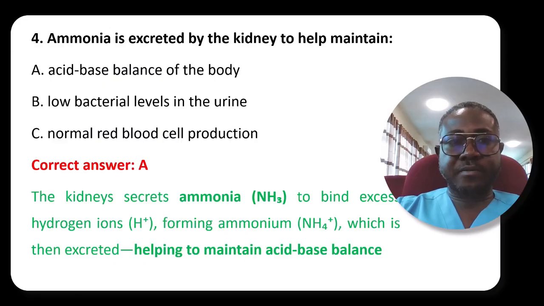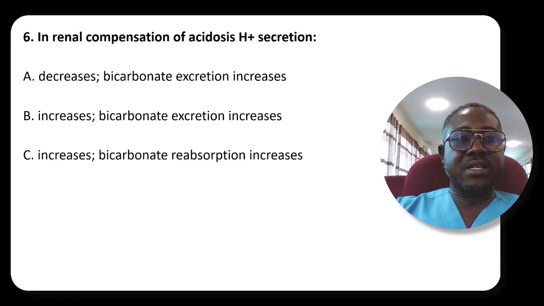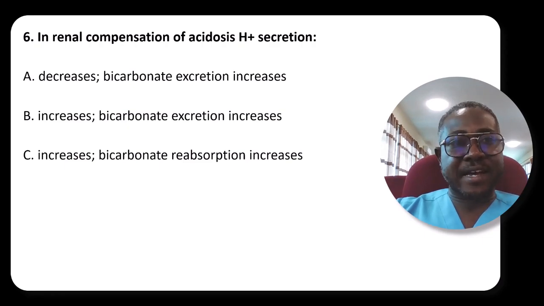Okay, all right, now let's look at question number 4. Another renal system question here. So in renal compensation of acidosis, hydrogen ion secretion: A, decreases, and then the bicarbonate excretion also what? Increases. B, hydrogen ion secretion increases, whilst the bicarbonate excretion increases. C, hydrogen ion secretion increases, and then bicarbonate reabsorption also increases. So what do you think is the correct answer?